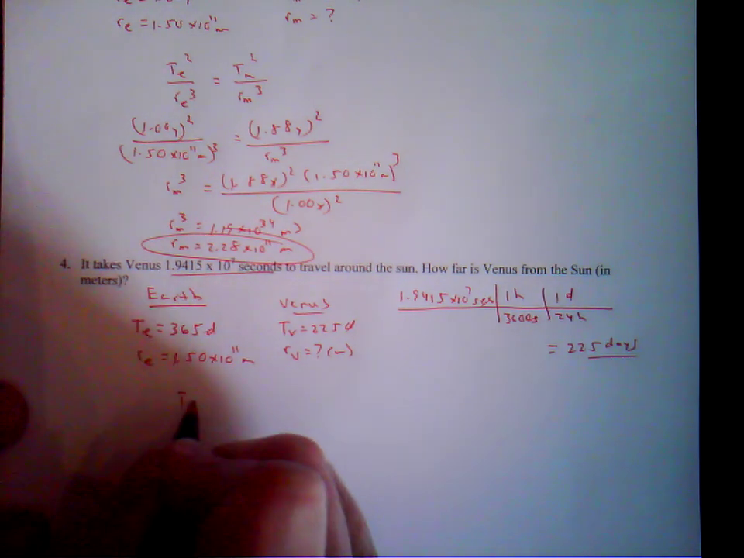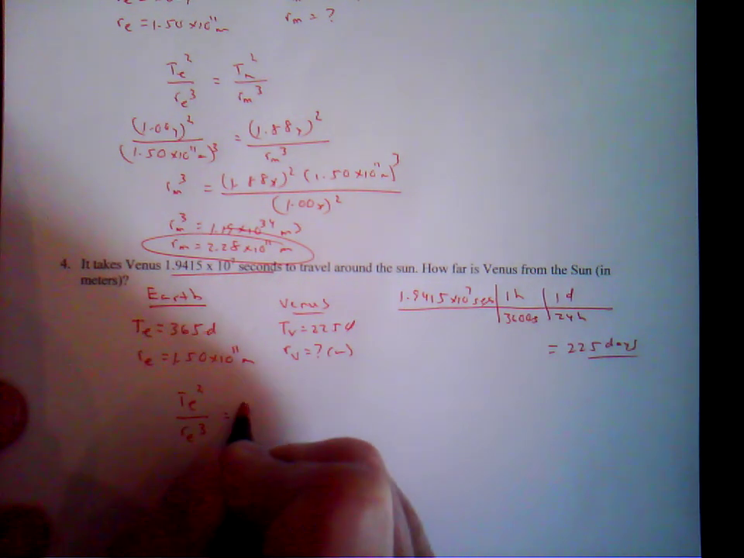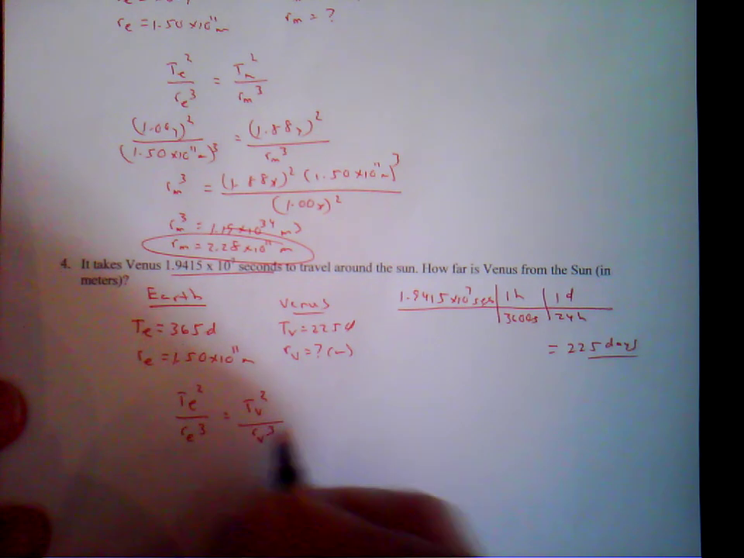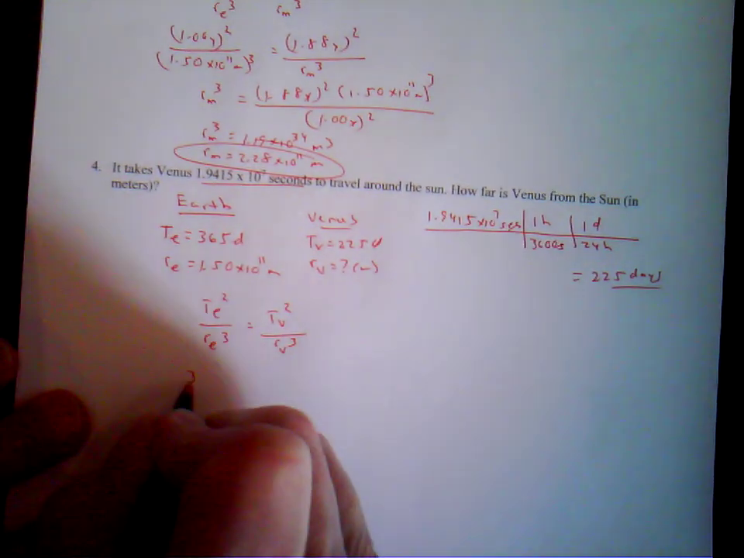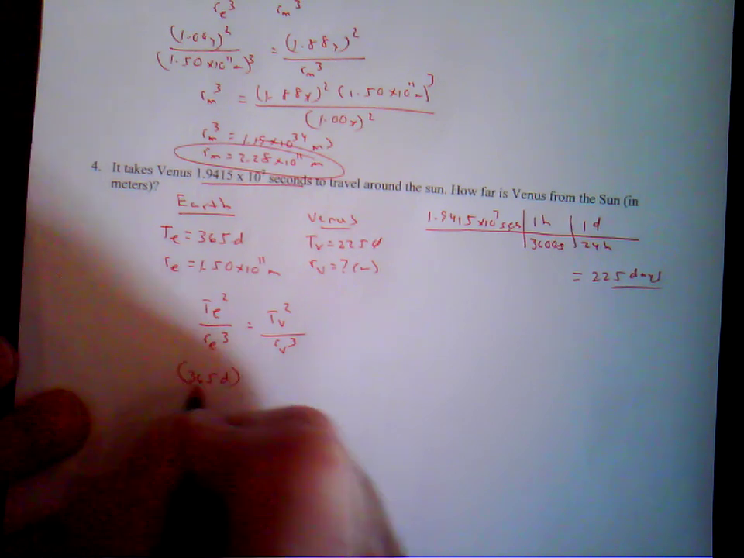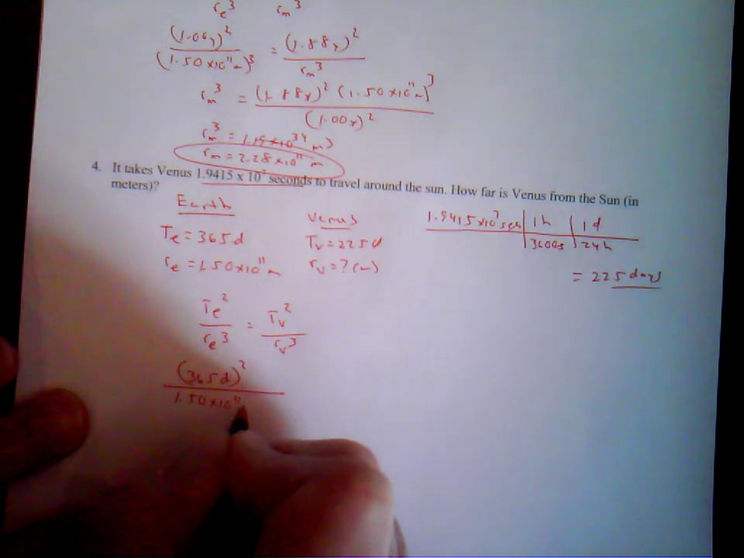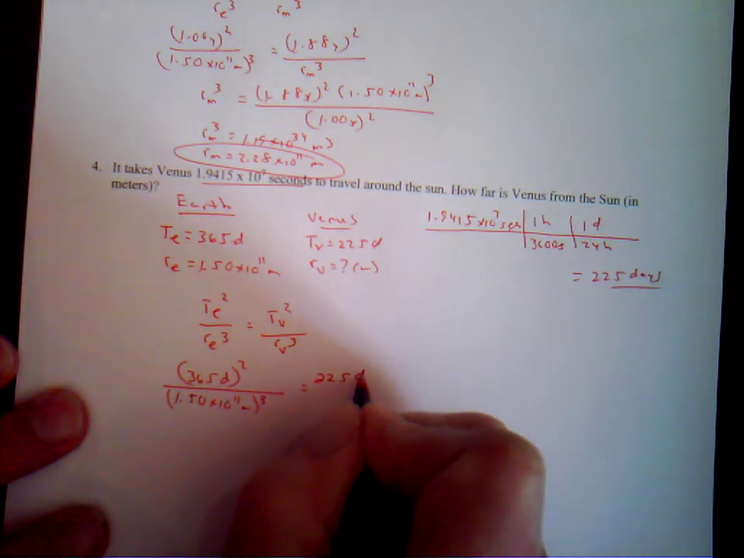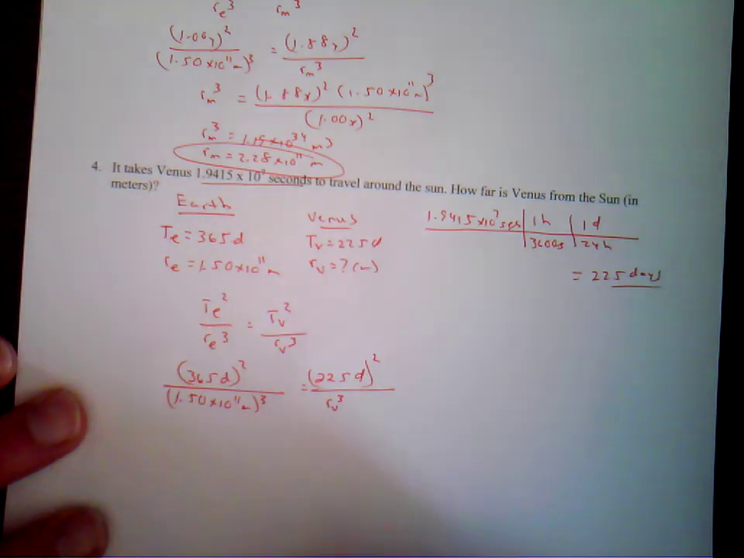So again, we have the period of the Earth squared over the orbital radius of the Earth cubed equals the period of Venus squared over the orbital radius of Venus cubed. We put in the values that we know. This is going to be 365 days squared over 1.50 times 10 to the 11th meters, all cubed, equals the period of Venus, 225 days, squared over the orbital radius of Venus cubed.